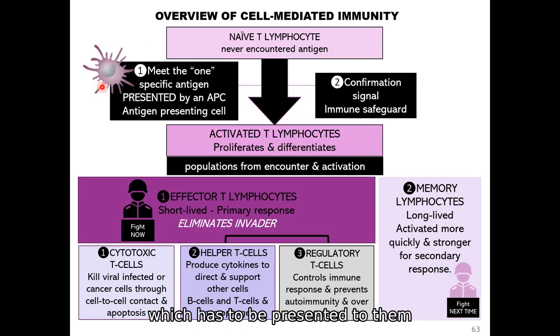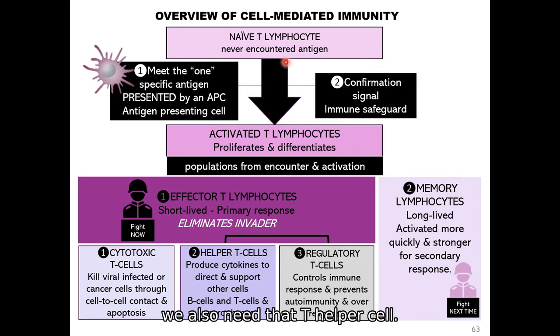Then they meet their antigen, which has to be presented to them on an antigen-presenting cell. Who are antigen-presenting cells? Give an example. Dendritic cell. What's another one? Macrophage. And I know I haven't talked about B cells yet, but they're also another one. Okay, so they have to be presented. They can't just bump into it and go, oh, I recognize you. Have to be presented.